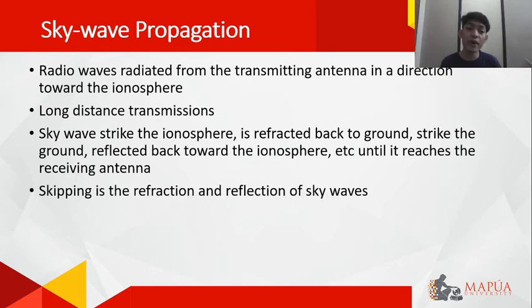So, radio waves are radiated from the transmitting antenna in a direction towards the ionosphere. In long-distance transmission, skywaves strike the ionosphere, are refracted back to the ground, strike the ground, and reflect back toward the ionosphere until they reach the receiving antenna. Skipping is the refraction and reflection of skywaves.